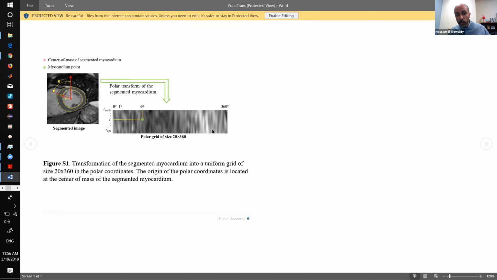We do this for all input T1 weighted images. So in this case, all the images for a particular patient, for a particular slice, are inherently aligned or registered in this polar coordinate system.